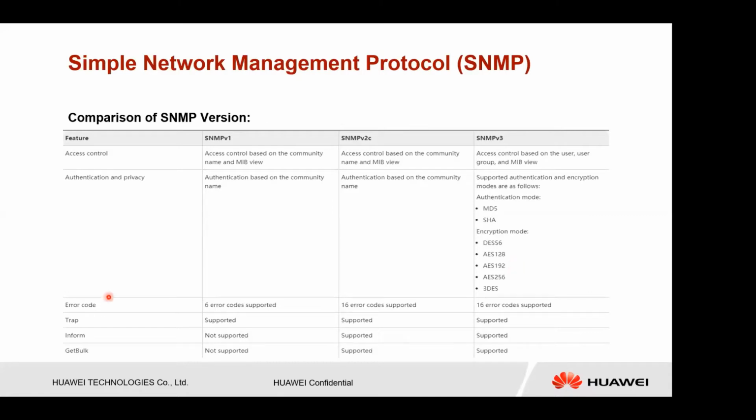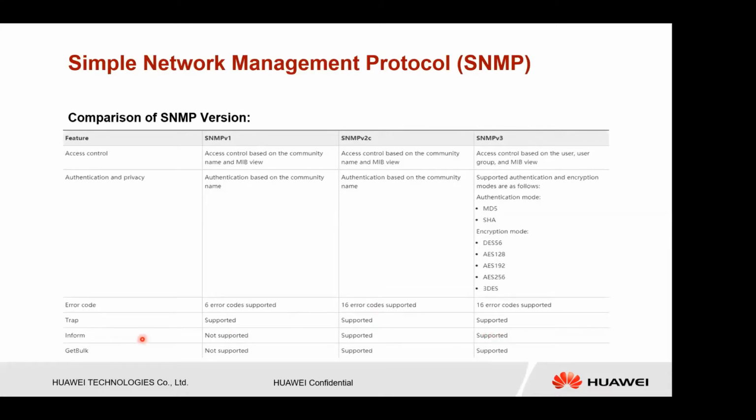For the error code, SNMP v1 supports 6 error codes, while v2c and v3 support 16 error codes. For the trap feature, all of the SNMP versions support trap, while inform is only supported in SNMP version 2 and also SNMP version 3.